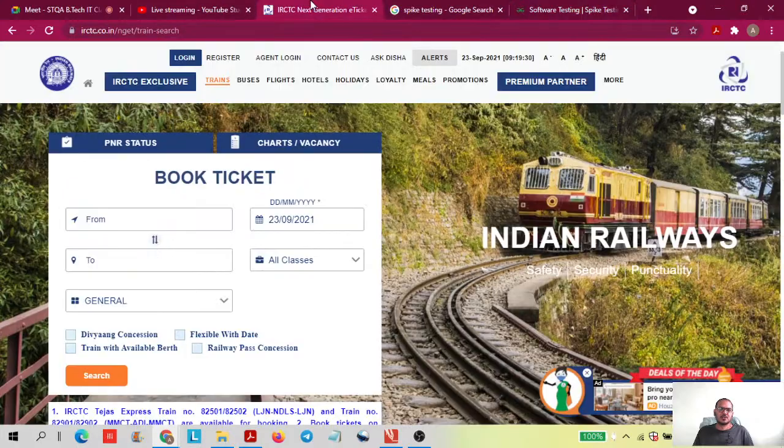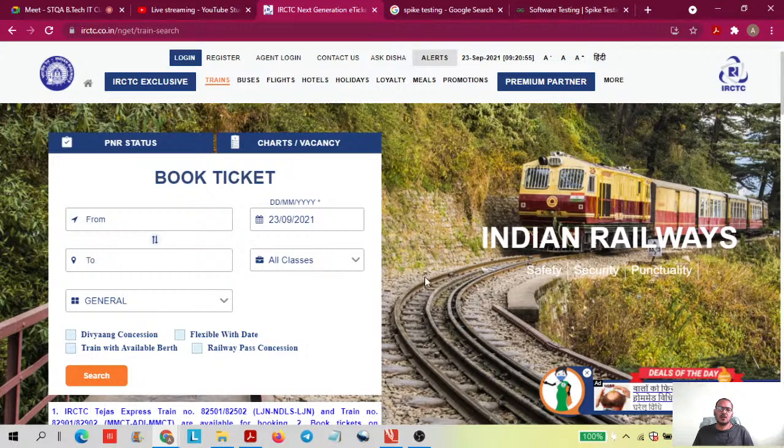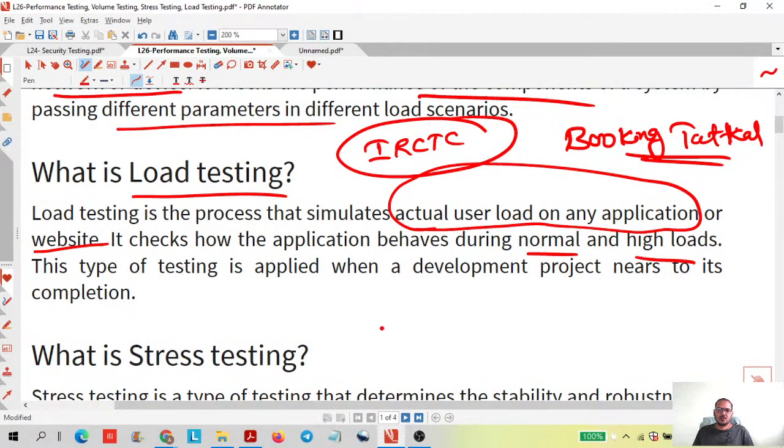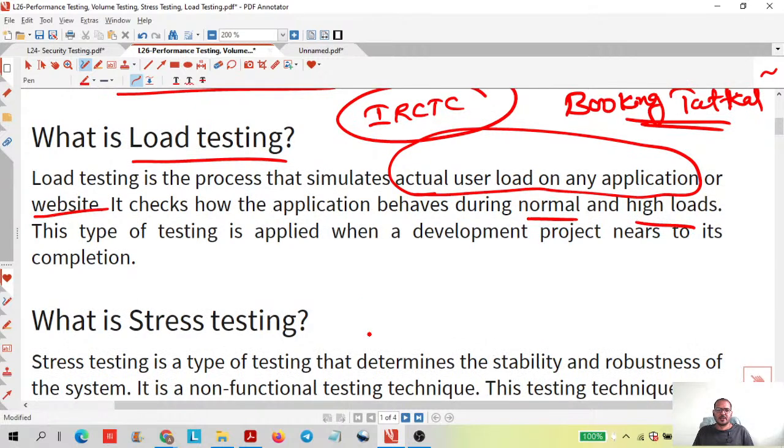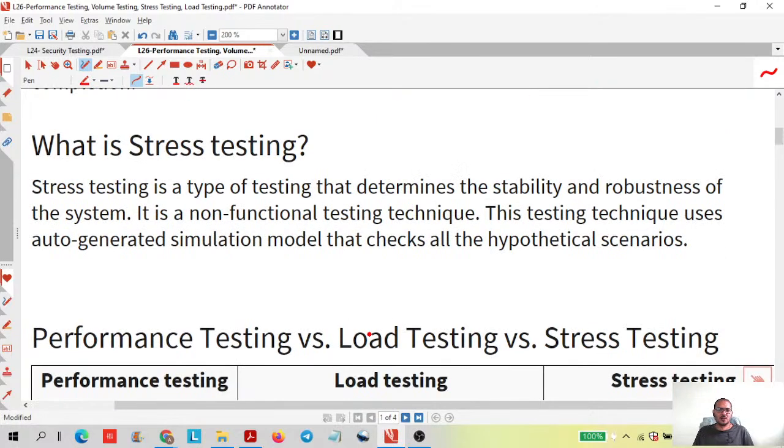Now this particular site is normal in the normal load. But in heavy traffic, when there are more numbers of users logging in at a time, we need to compare the performance during normal load and heavy load.